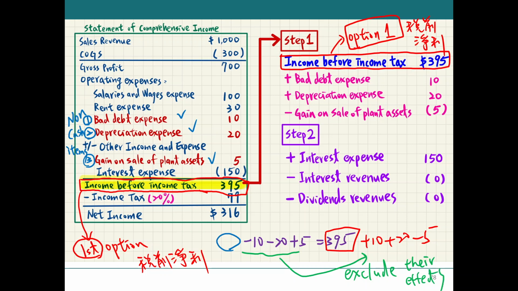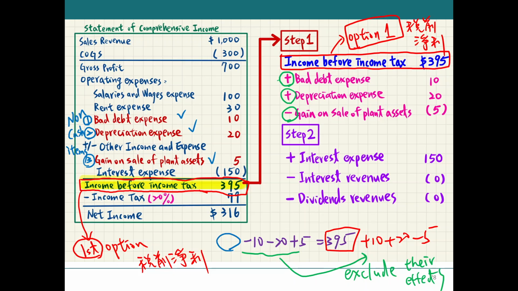Okay, any questions? So step 1, always the same. Exclude any items not related to cash, okay? But here we talk about the indirect method. So how? Minus, then you should plus. Plus, you should minus. That's how we exclude the effect, okay? So did you find out our step 1 right here? Payday expense, you should plus. Depreciation expense, you should plus. Gain, you should minus, okay?